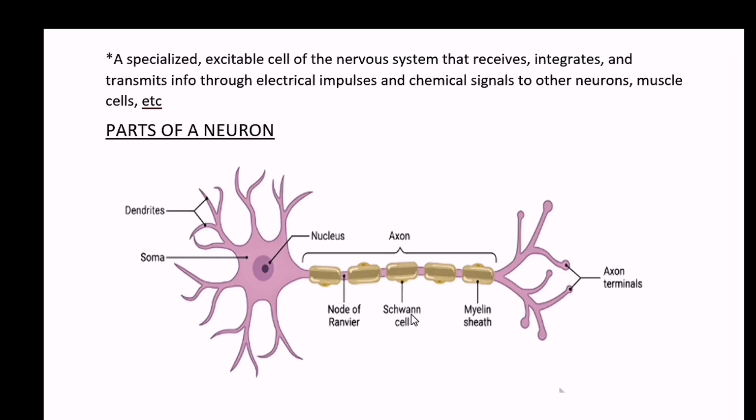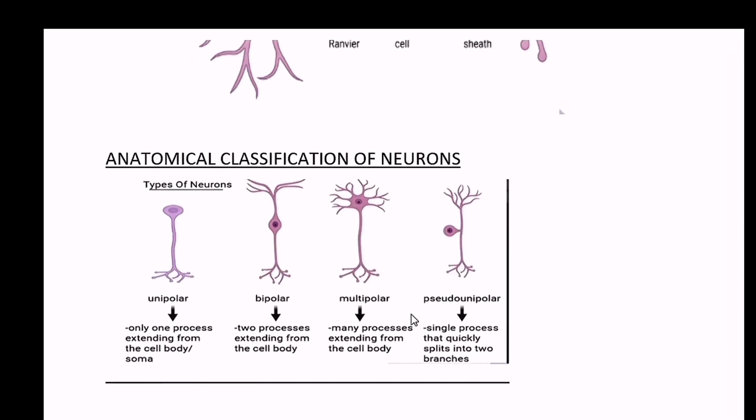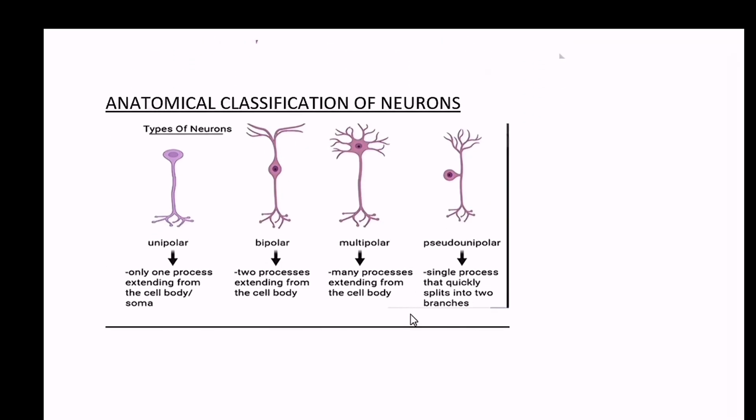Now let's look at the anatomical classification. Neurons can be classified into unipolar, bipolar, multipolar, and pseudo-unipolar. Unipolar only possess a single process coming out of the cell body. Bipolar have two, and multipolar have many processes coming out of their cell bodies. Lastly, we have pseudo-unipolar neurons with a single process coming out that quickly splits into two branches.